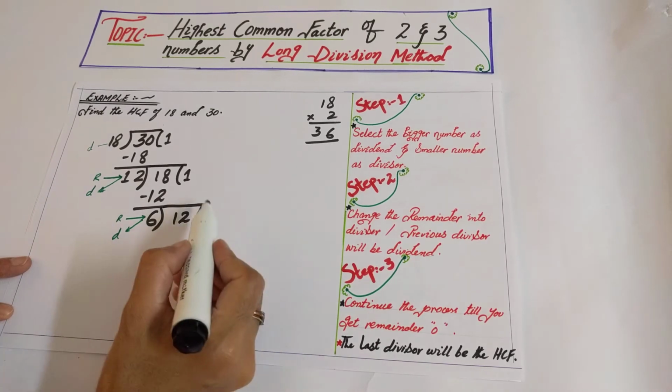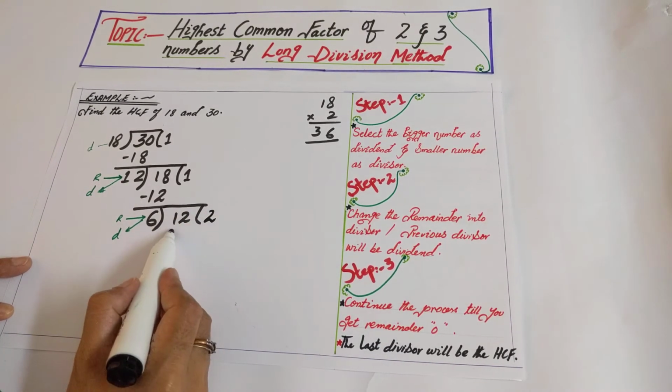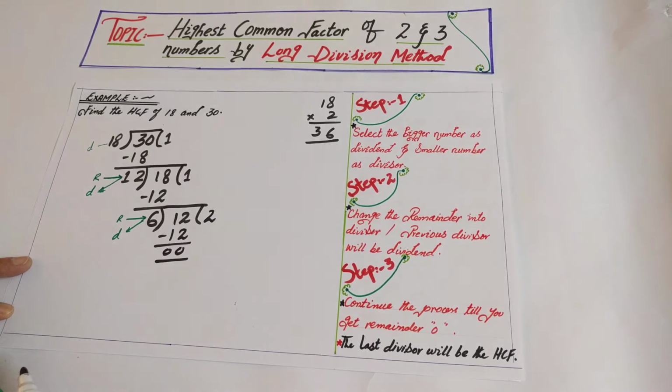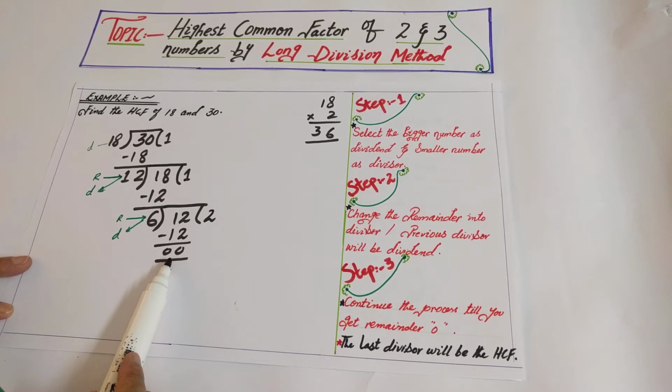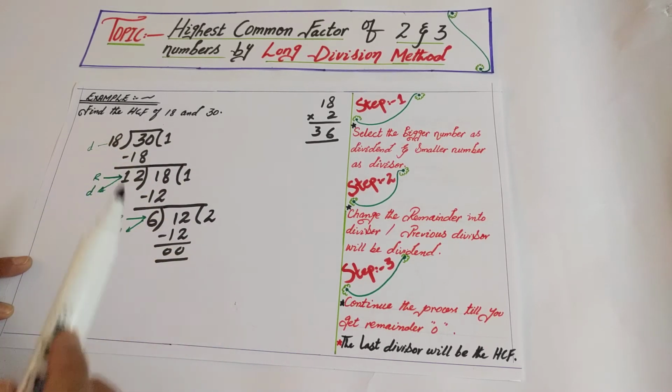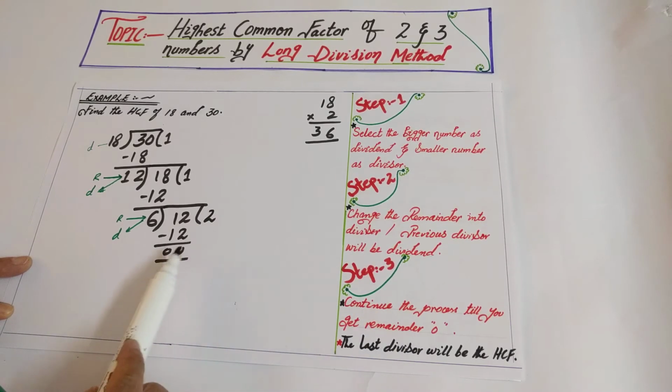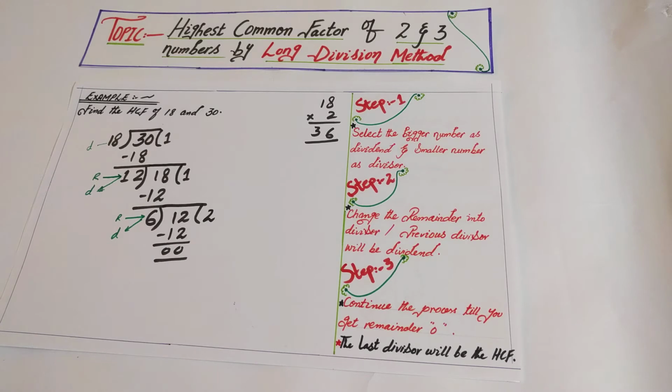Now 6. 12 is divisible by 6. 6 ones are 6, 6 twos are 12. So 12, 2 minus 2 is 0, 1 minus 1 is 0. What is step number 3? Continue the process till you get the remainder 0. So here we got the remainder 0, so we will stop over here. You will continue your long division method by repeating step 1 and 2 till you get the remainder 0. Here we got the remainder 0, so we will stop, and the last divisor will be the HCF.